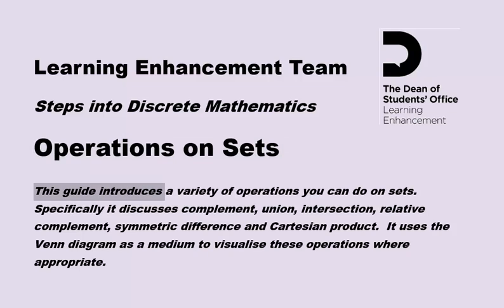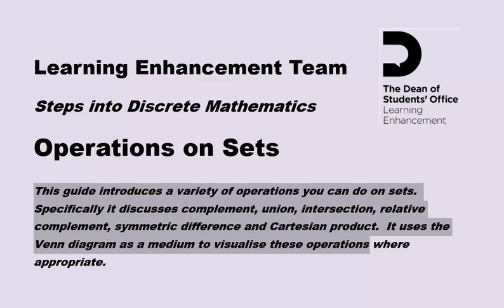This guide introduces a variety of operations you can do on sets. Specifically, it discusses complement, union, intersection, relative complement, symmetric difference and Cartesian product. It uses the Venn diagram as a medium to visualise these operations where appropriate.